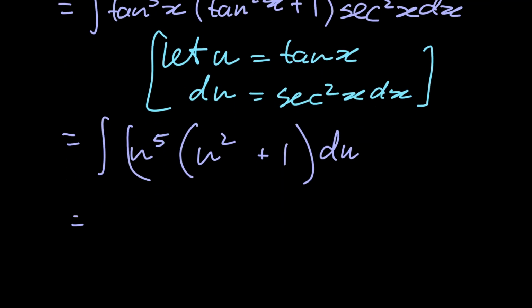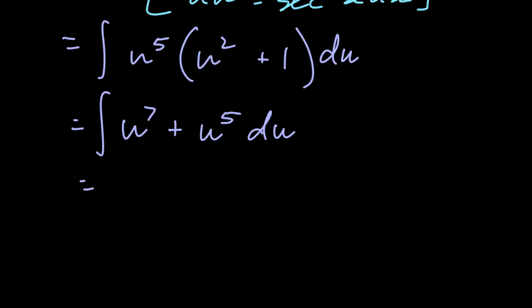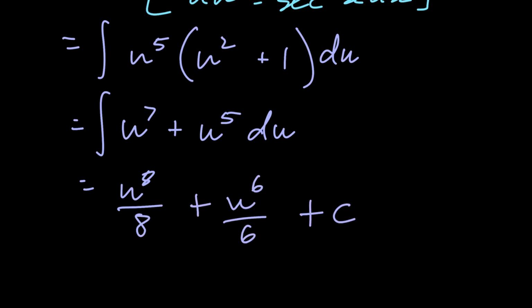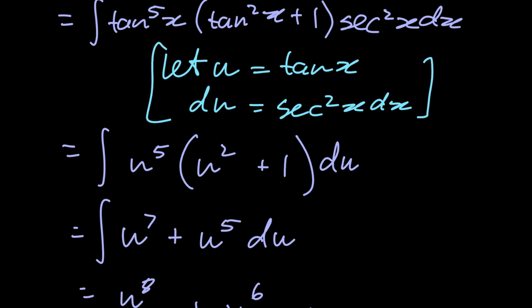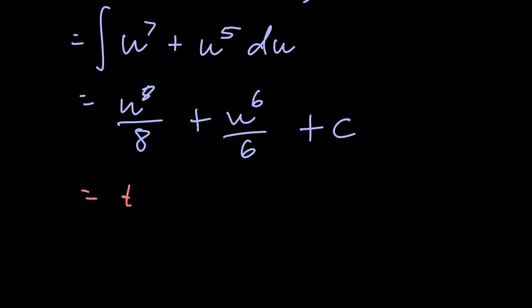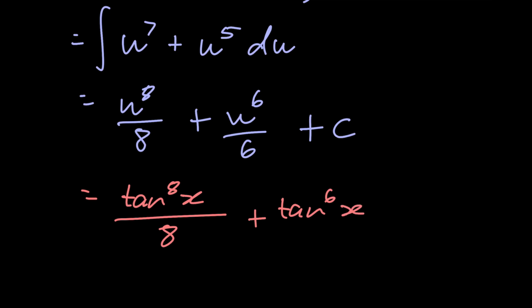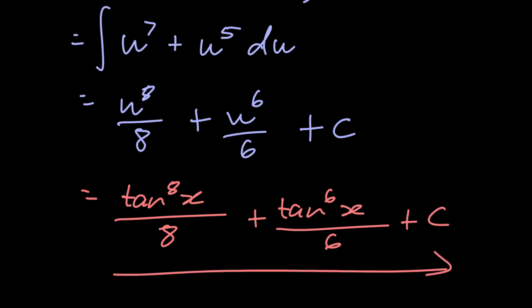Okay, so if we expand this inner expression, we get the integral of u to the power of 7 plus u to the power of 5 du. And integrating this, we get u to the power of 8 over 8. We increase the exponent by 1 and we divide by the new exponent, plus u to the power of 6 over 6 plus c. Now all that's left for us to do is to express this in terms of x. So if we initially substituted u for tangent of x, now we can substitute tangent of x back for u. So we have tangent to the 8th power of x over 8 plus tangent to the 6th power of x over 6 plus c. And that's the integral solved.